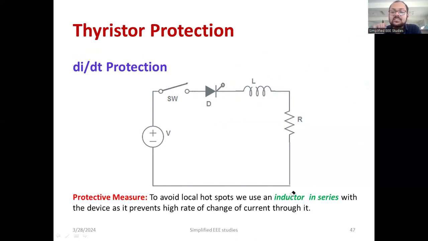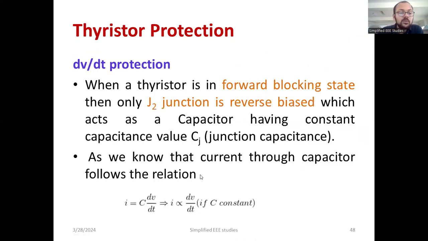You can use a series inductor. The inductor is connected in series with the SCR so that the dI by dt will be minimized. It ensures dI by dt protection. The next method is called dV by dt protection.